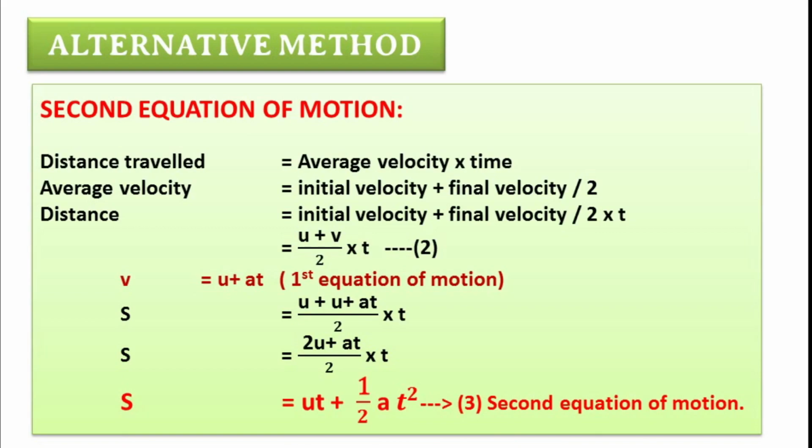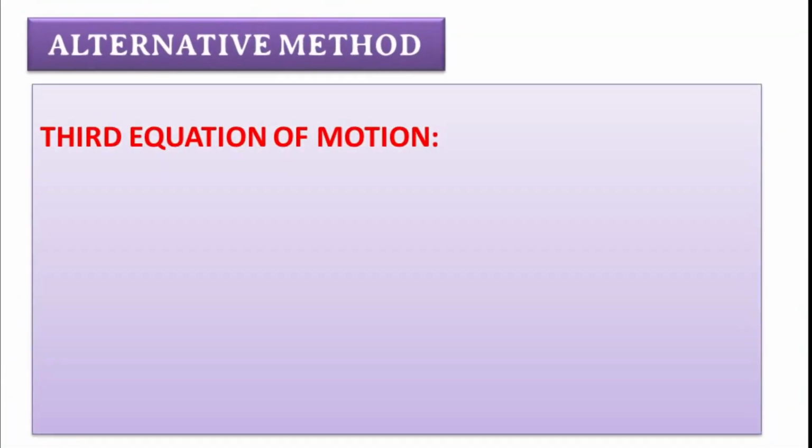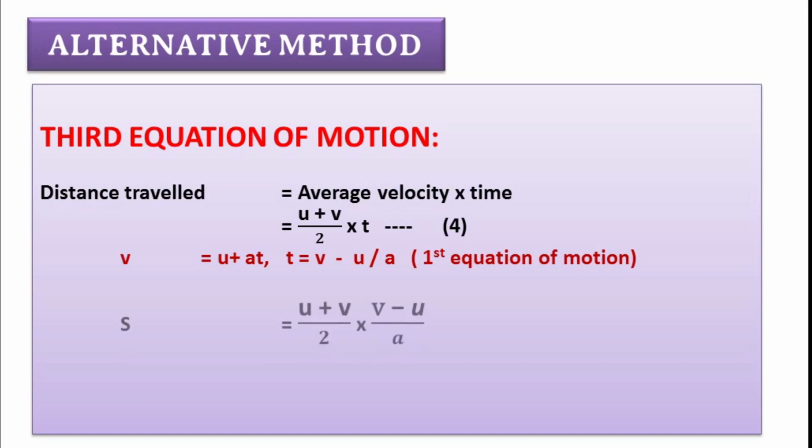Now to derive the third equation of motion, let us take the formula distance is equal to average velocity into time. S is equal to (U plus V) divided by 2 into T. I have already explained what average velocity is. Now from the first equation of motion, V is equal to U plus AT, let us take T is equal to (V minus U) by A. Substitute the value of time in equation number 4. We get S is equal to (U plus V) divided by 2 into (V minus U) divided by A.